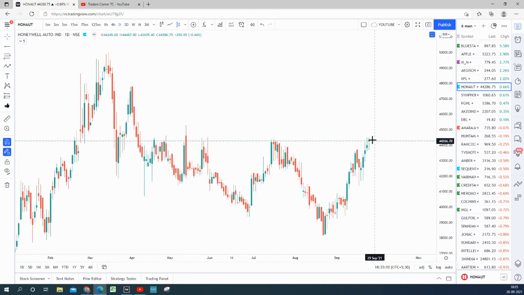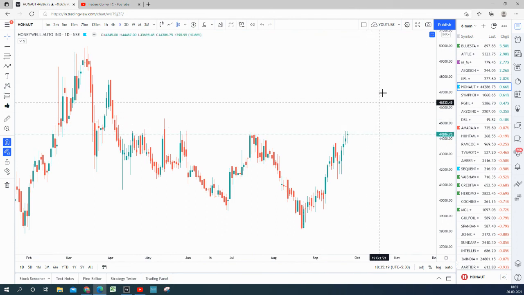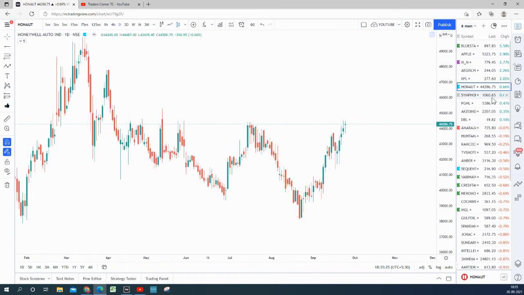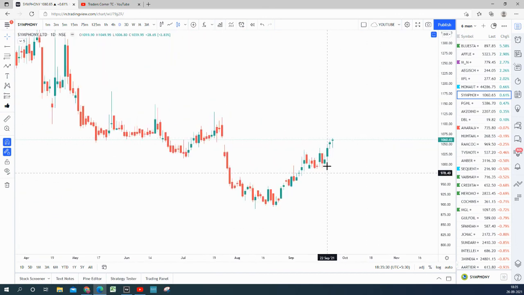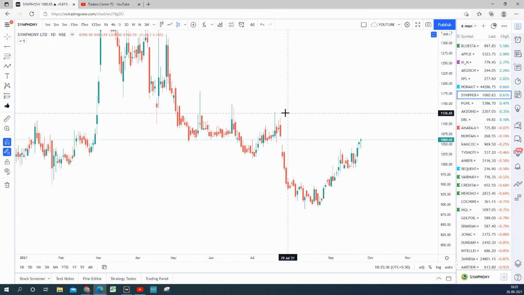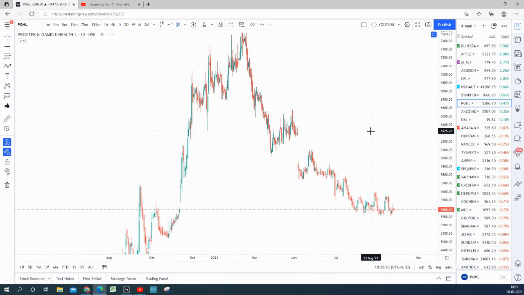See, Honeywell is also trying to break this point. Once it breaks this point, the strongest point, the first target is this, the second target is this. If you want, wait and see in the upcoming days, the targets will be 45,000 and 47,000. Symphony, see here, Symphony also on the daily time frame. This high closed above this high, so it is trying to achieve this target. It will come here. There are so many stocks like this.